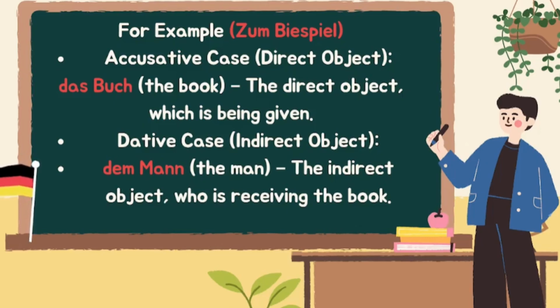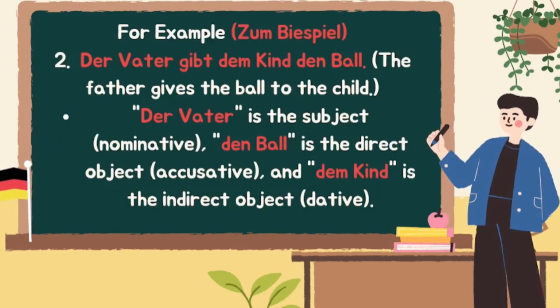So ich is a subject, which is nominative case. Das Buch is a direct object, that is accusative case. Dem Mann, who receives the book, is an indirect object, that is dative case. So I think point number one is more than clear now. I want to give another example to make it clear. Der Vater gibt dem Kind den Ball. The father gives the ball to the child. Der Vater is the subject, which is a nominative case. Den Ball is the direct object, which is accusative case. And dem Kind is the indirect object, which is a dative case.